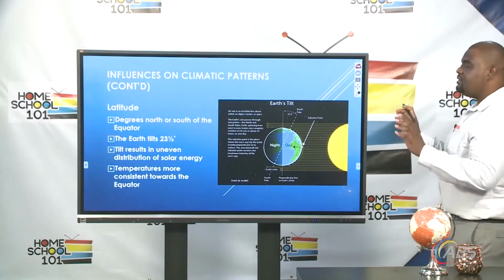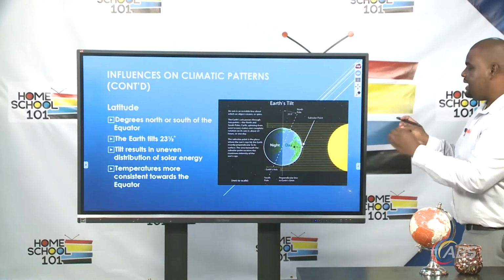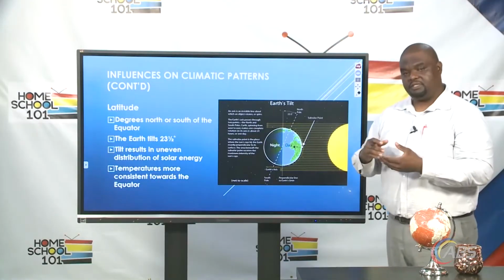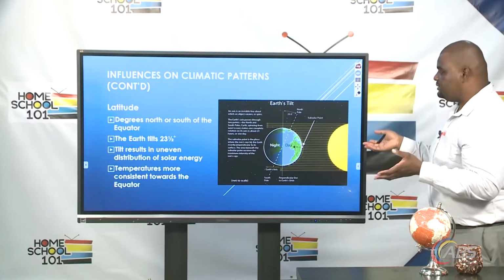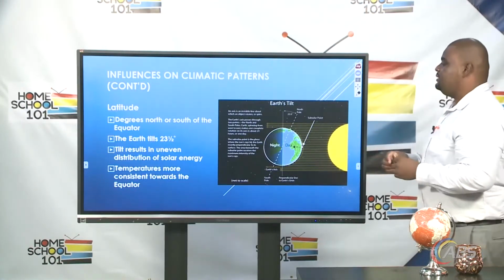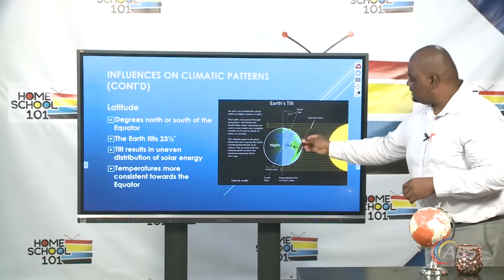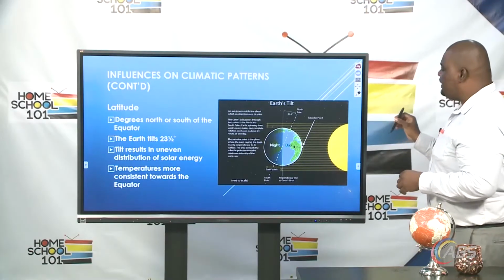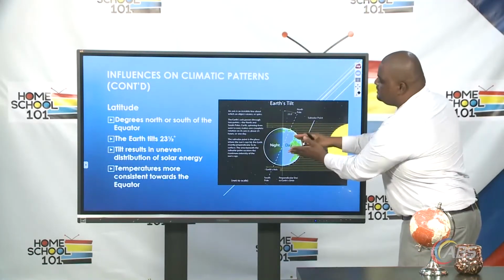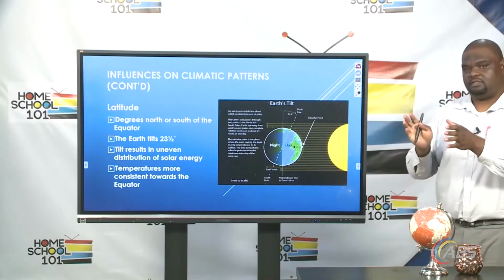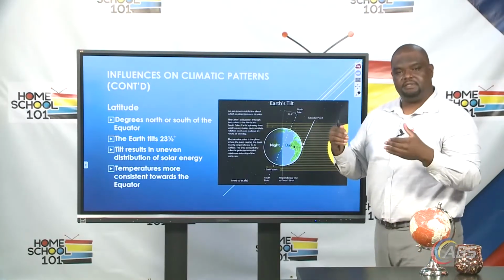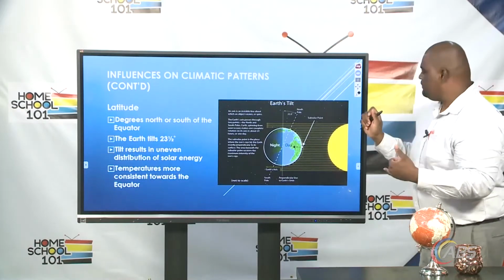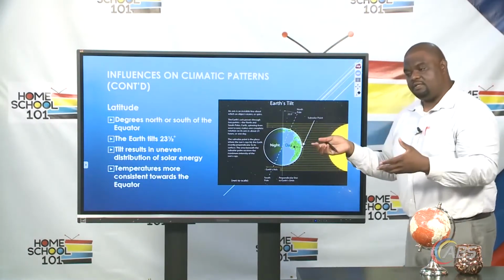All right, so other influences on climatic pattern, so the latitude. Latitude, of course, refers to your position relative to the equator, whether it's in north or south. Now, the fact that the Earth tilts on an axis at 23.5 degrees actually inclines the torrid zone more directly towards the sun. So that would explain why our annual temperature ranges aren't as great as, let's say, New York City or even further north, Moscow and so on.